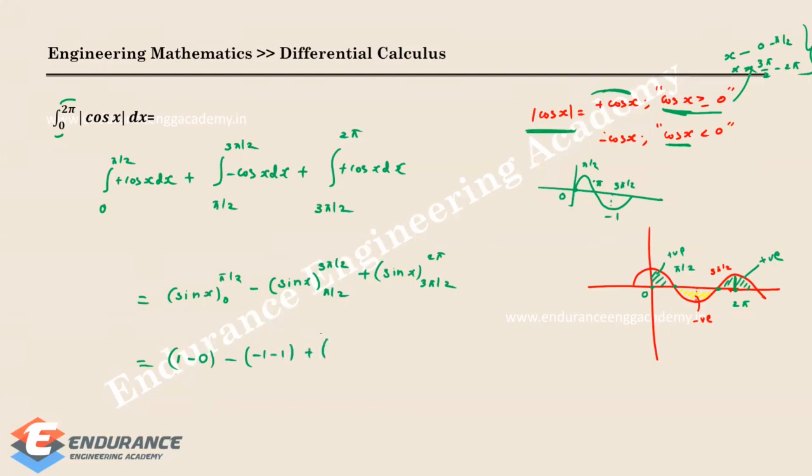Okay. And upper limit, sine 2 pi. Sine 2 pi is 0. Sine 3 pi by 2 is -1. Minus into minus -1 is +1. So that will be another minus. So the answer: this is going to be +2 because minus into minus becomes plus, and this is +1, which is equal to 4. Yes. So correct. Okay, the answer for this question is 4.